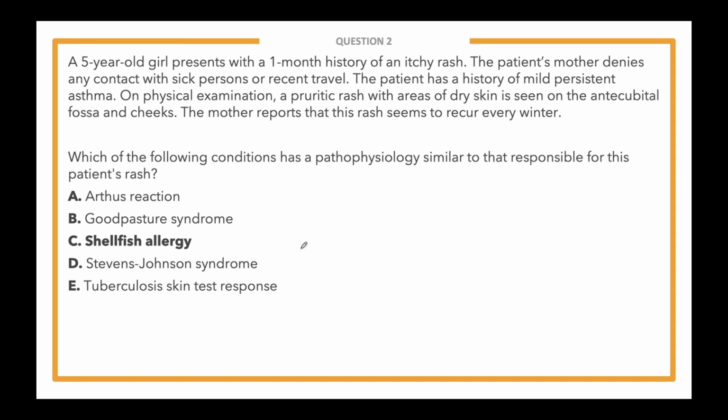Answer choice B, Goodpasture's, that would be more consistent with type 2 hypersensitivity, where you have an antibody-mediated pathogenesis, okay? And then lastly, an Arthus reaction, that's an example of a type 3 hypersensitivity reaction, where you have antigen and antibody complexes that deposit somewhere, okay? So in this question, the one that is most similar to that of atopic dermatitis, which is type 1, is shellfish allergy. Excellent, great job, everybody. 60% of you got it right, and that wasn't an easy question, so well done.